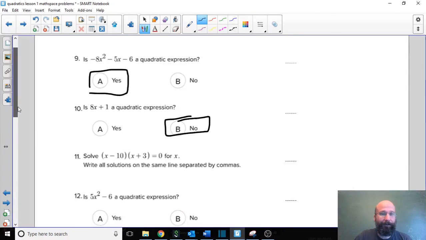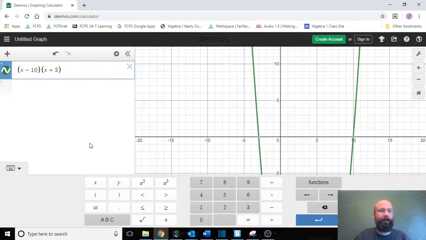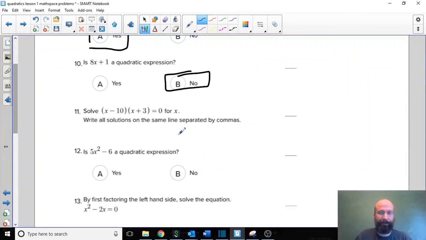So another quadratic where we're solving, we're finding the root, solution, or zero. And those three terms mean the same thing. So I'm going to put these binomials in the Desmos. All right, so I have it in there, and I look to where it crosses. It crosses at -3, and it crosses at 10. So my answers are -3, comma, 10.